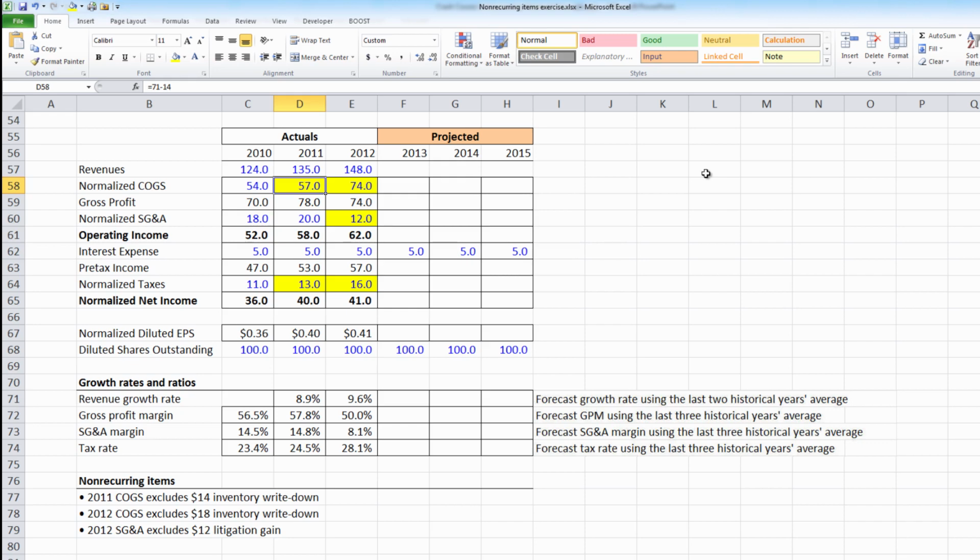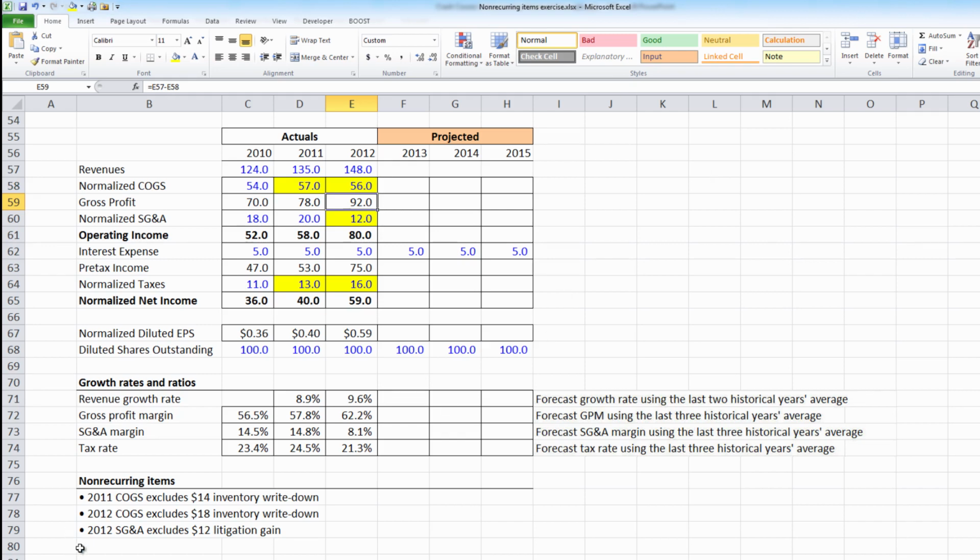We're going to deal with the tax adjustments in just a moment, but for now, let's go through the nominal adjustments. We have an $18 inventory write-down the next year. So it's the same story. We just subtract, instead of 14, we're subtracting 18, which of course raises gross profit and the EPS.